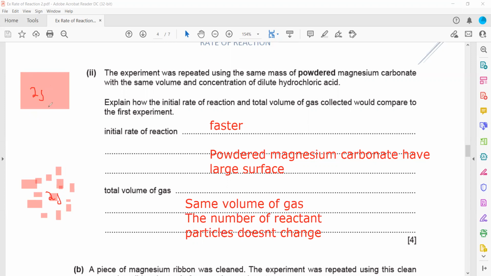So when we compare both of them, the reaction will be faster in the second experiment, but the total amount of product formed when they react, because the total amount of reactant is the same, is not affected, so it will also be the same amount. Is it a clear discussion?